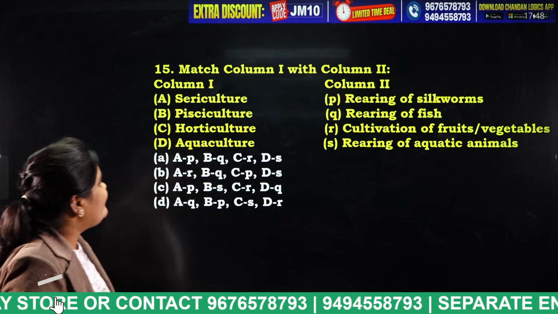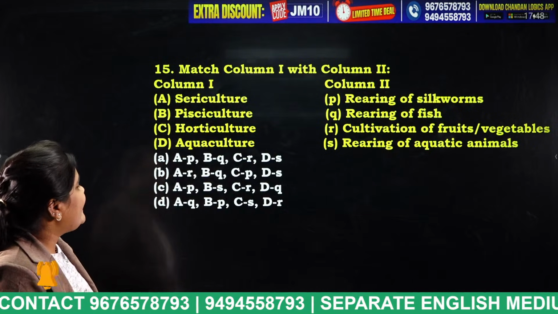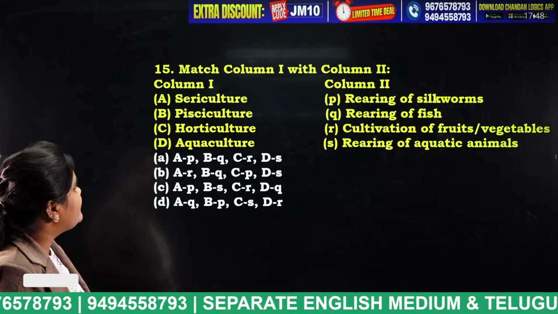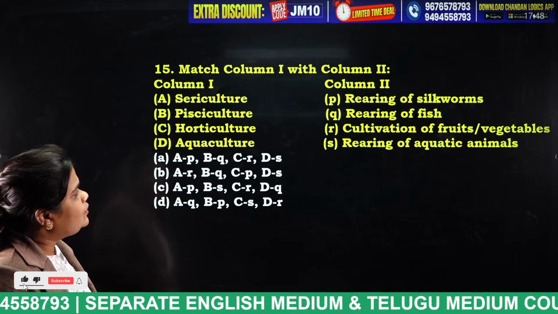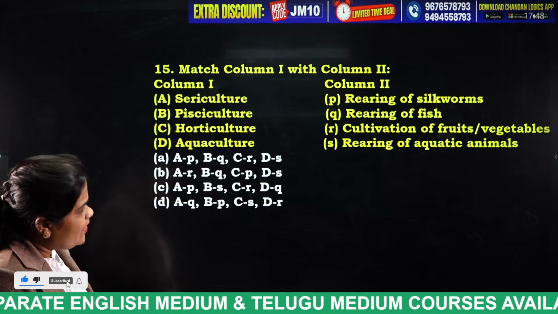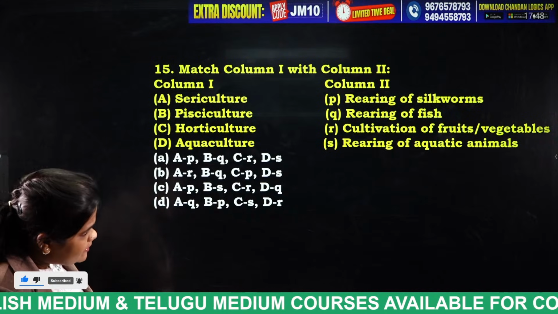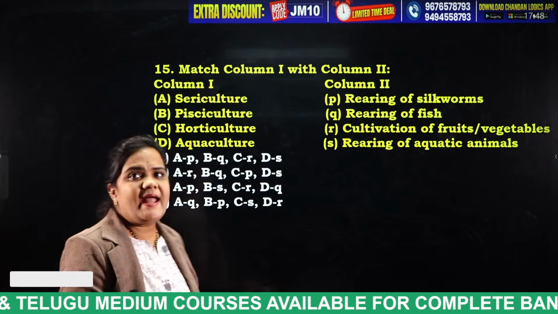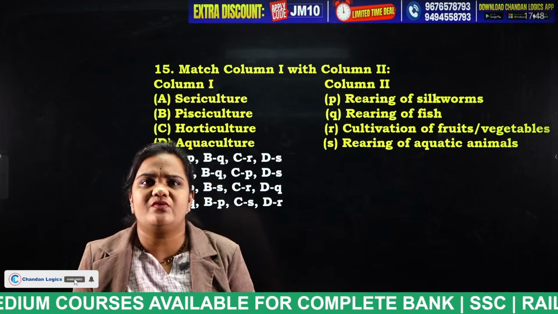Match column 1 with column 2. Column 1: sericulture, pisciculture, horticulture, aquaculture. Column 2: rearing of silkworms, rearing of fish, cultivation of fruits and vegetables, rearing of aquatic animals. What is the answer for this question?